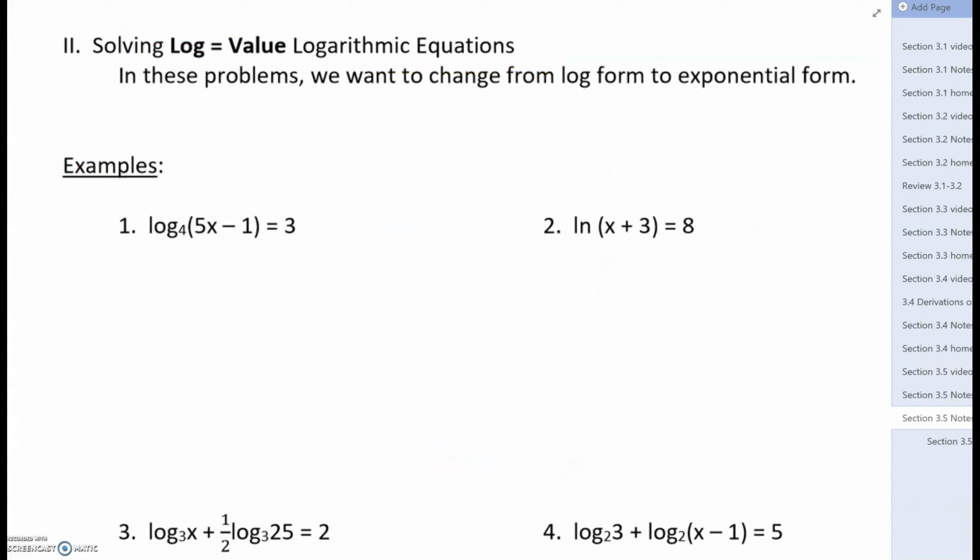On the second page here, in that first set of problems, it was log equals log. We had logs on both sides of the equation. Over here, that doesn't happen. We've got log equals value, is what I call it. So notice you only have logs on one side of the equation. On the other side of the equation, you just have a value. So when you run across that, you're going to have to change from logarithmic form into exponential form.